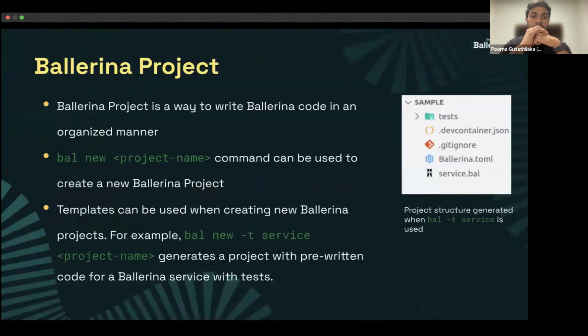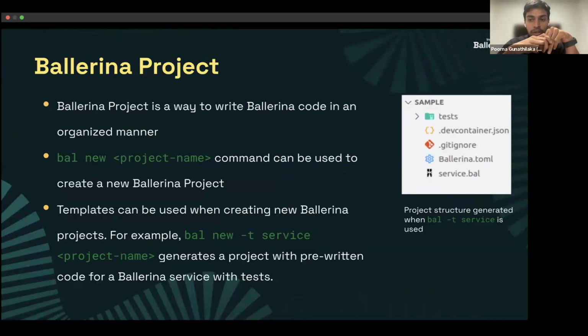So first, about a Ballerina project. A Ballerina project is a way that you can structure your code. In Ballerina, you can write a simple single file that's just for testing. But when you're actually developing code in Ballerina, you have to write it in a Ballerina project. That is where Ballerina projects come in, and you can create a new project using the new command.